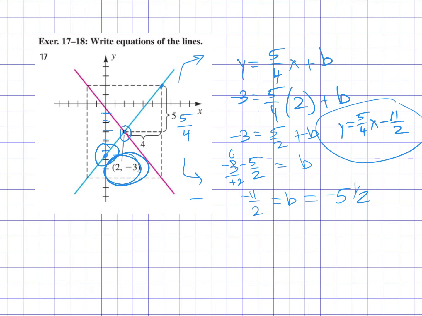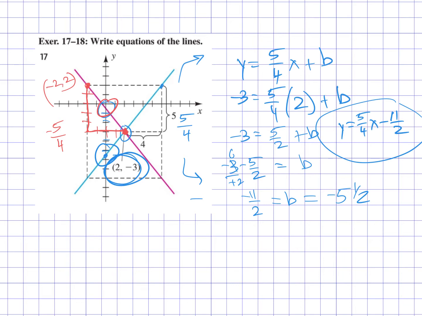The pink line, again, we don't know where it's crossing the y-axis. We have a point that's on the line, and we can find the slope. Okay, so we have a point right here at -2, 2, and we have this point here at 2, -3. So we're going down 1, 2, 3, 4, 5, and running 1, 2, 3, 4. -5/4.